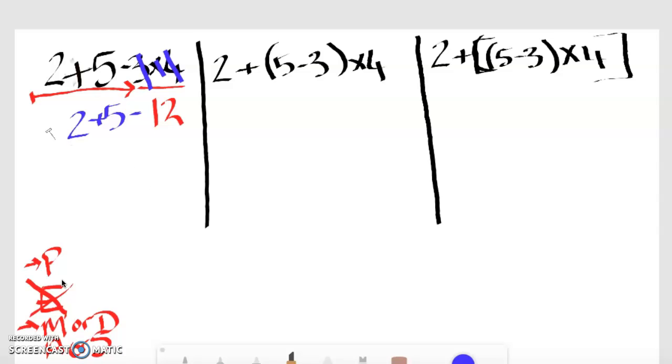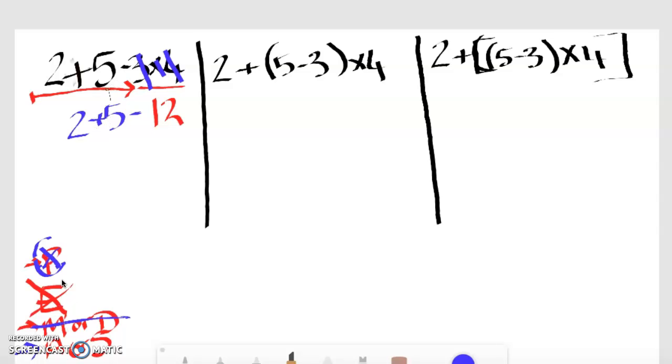Now, my next step, that was step 1. My next step, 2 plus 5 minus 12. Let me go back to my order of operations. Do I have any parentheses? No, so I don't need to do that. Exponents we don't do. Do I have any multiplication or division? Nope, don't have any anymore. But I do have addition or subtraction.